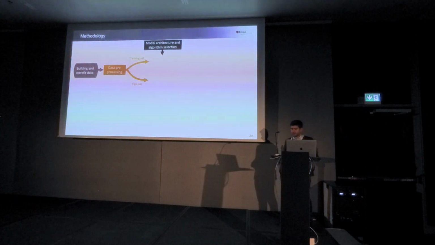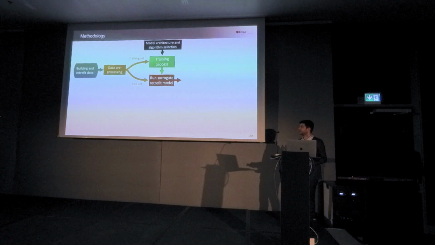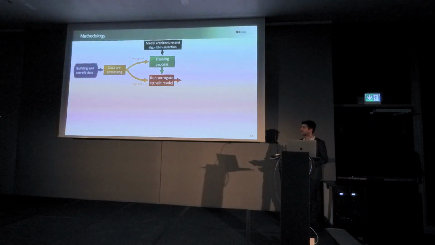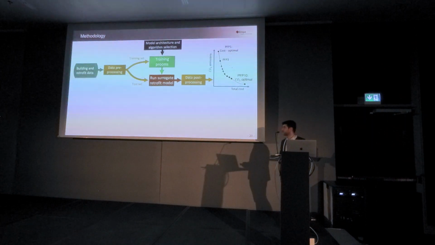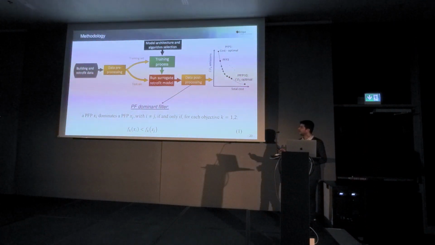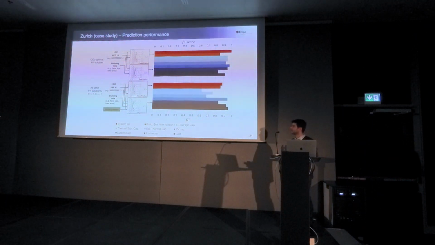After having defined the structure of the model, we move on with the training process. We optimize the model, and then we come up with the best performing surrogate retrofit model, which can be used on a set of test buildings, so as to come up with the optimal retrofit solutions. Before that, though, we have a data post-processing step, which is mainly just a filter to make sure that the outputs of the surrogate model are Pareto dominant points. Let's see how this surrogate performs for the case study of Zurich.